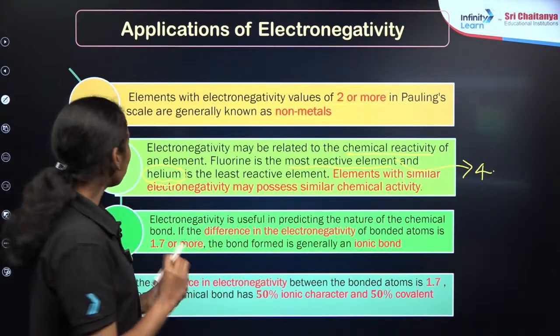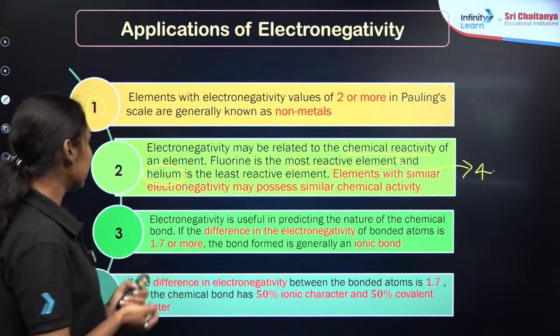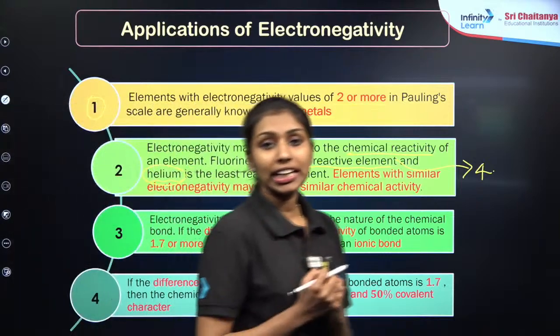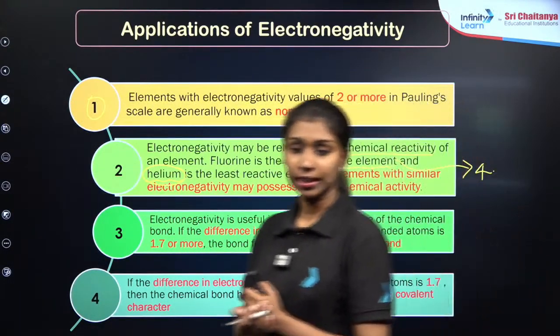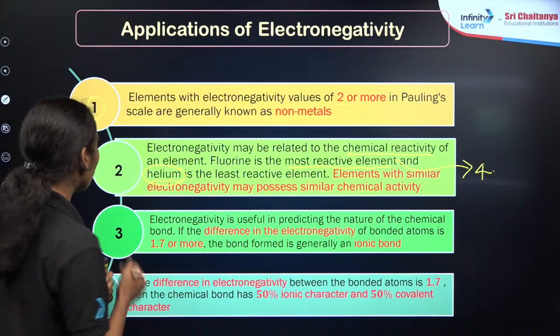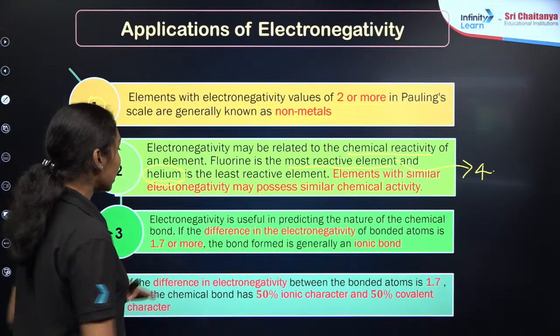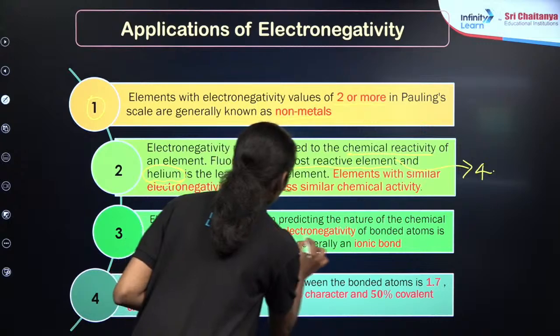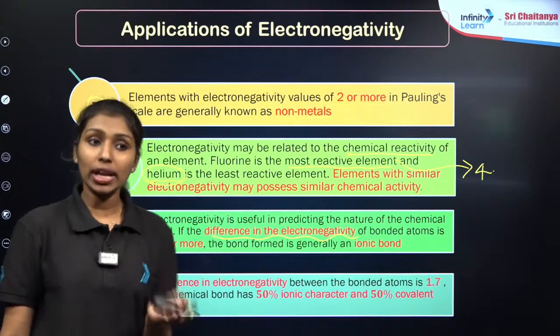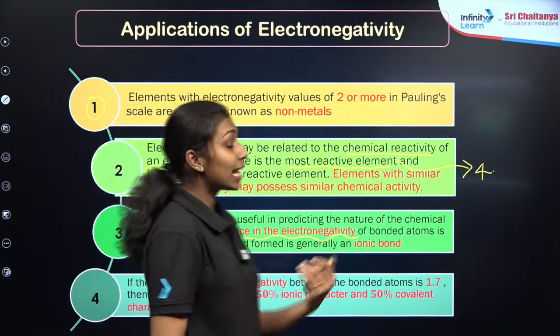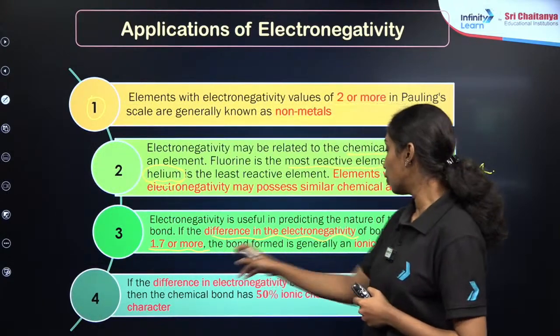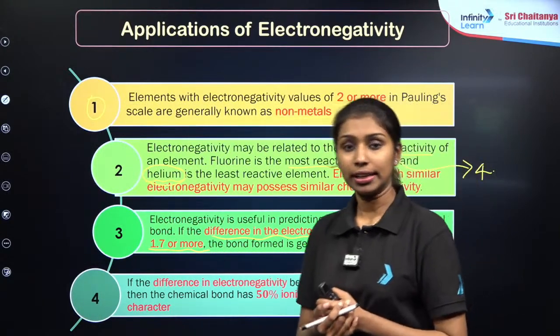Then, the third point of application of electronegativity is that if we are aware of the electronegativity difference, we can predict whether the bond is ionic or not. For example, if the difference in electronegativity is 1.7 or more according to the Pauling scale, the bond formed is generally an ionic bond, right?